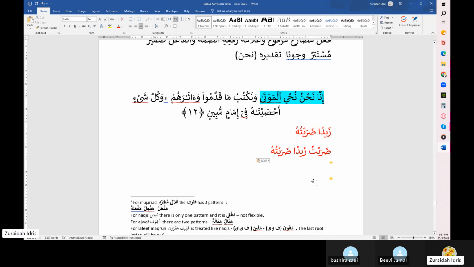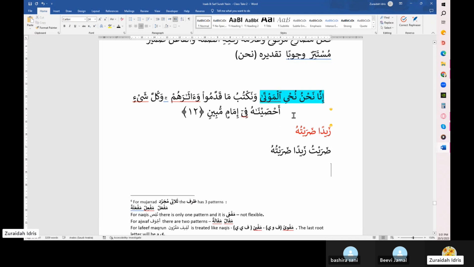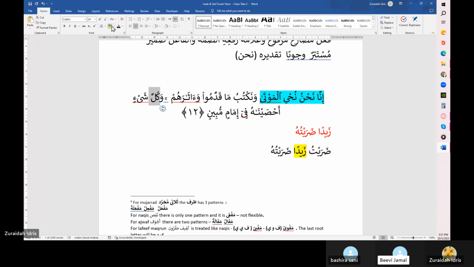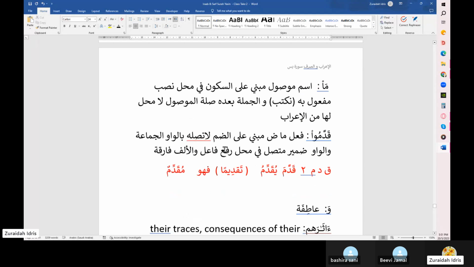We saw that one, tawkid. So darabtu Zaidan, darabtuhu: I hit Zaidan, I hit him. Is it tawkid? Yes, it is for tawkid. So if this is the case, what's the irab for Zaidan? The Zaidan here is the same as your kulla. What's the kulla? Mansub. So how do we write this? Do you remember, or do you need help on this one?